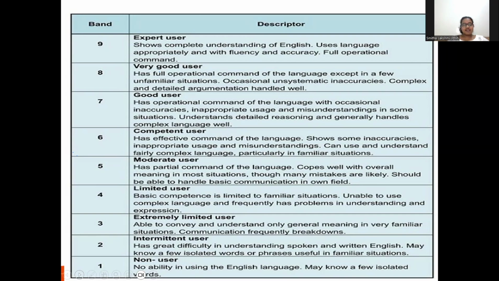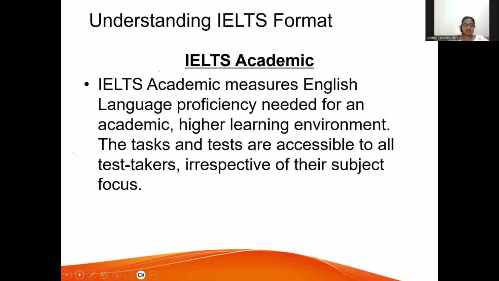And 4, you are a limited user. That means you have a basic competence in the language. As far as I know about IELTS banding, you will not get a band score below 4, because obviously all the users are limited users. They will understand English a little bit. As far as I know, I haven't seen a single student getting a band score below 4.